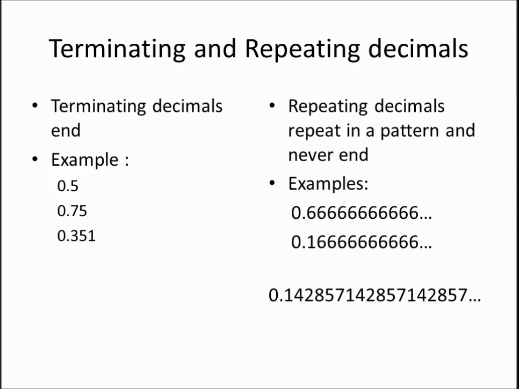And then the last one, you have 0.142857142857142857. Well, those 6 numbers are going to repeat in that same pattern forever, and that's a repeating decimal.